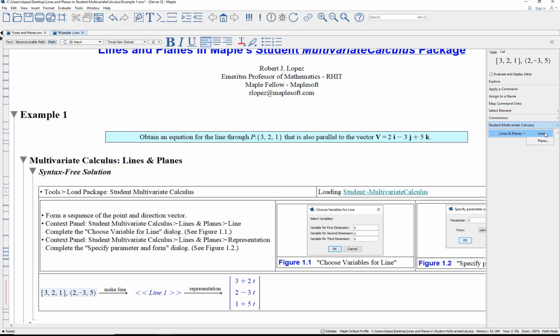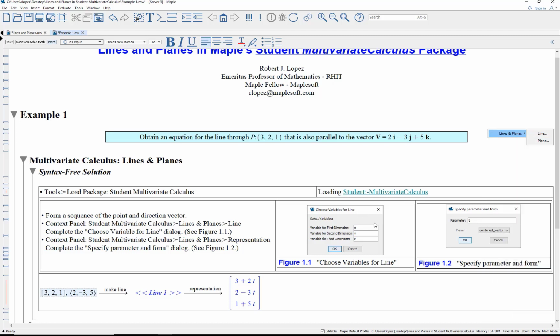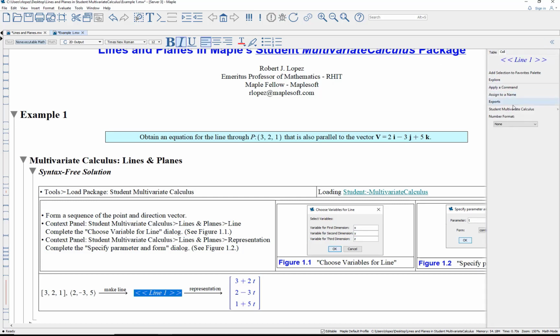you're making a line. So when you do that, you will get a pop-up in which you set the coordinate names. X, Y, Z are defaults. Pick OK. You get this line object. This is the way Maple says it's created a line object. If you use the context panel on that line object, lines and planes, you now have a choice for what do you want to do with this line object.